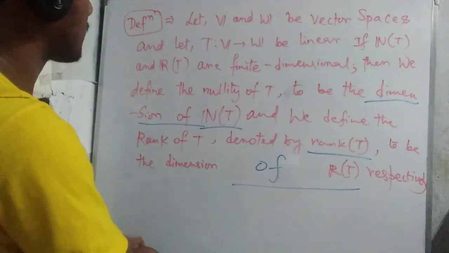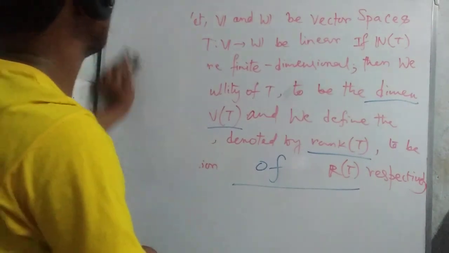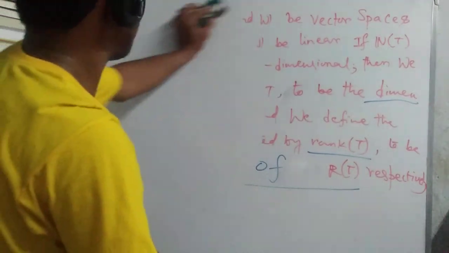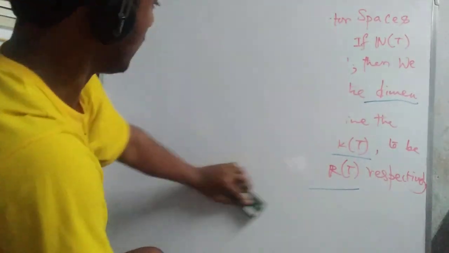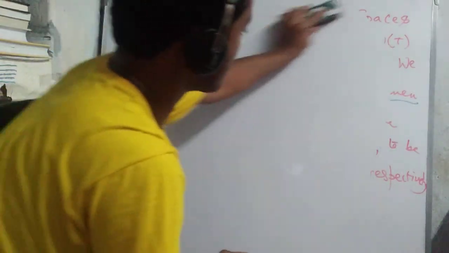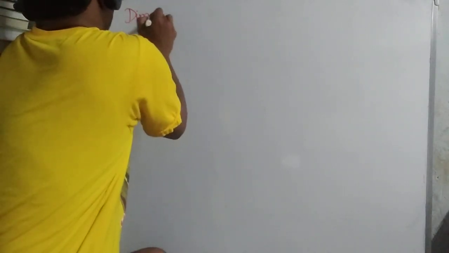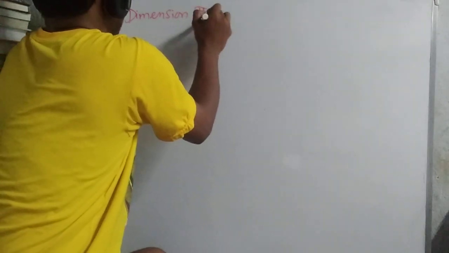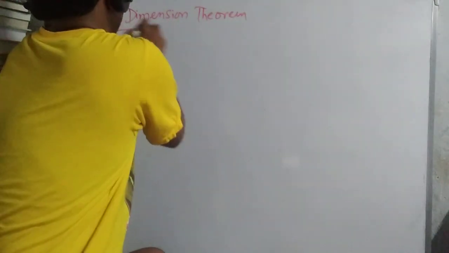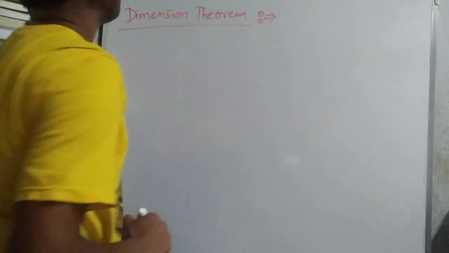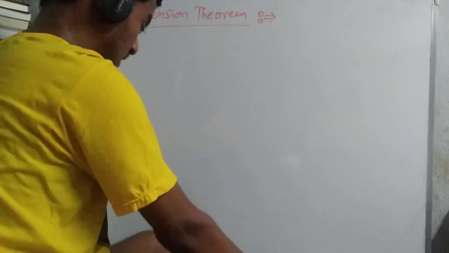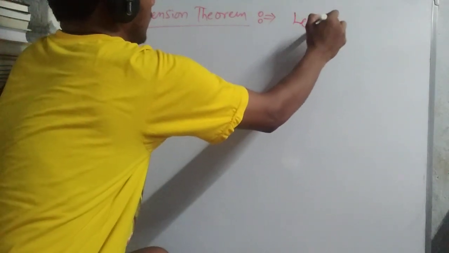Then we also go on to the discussion of one important theorem. This one is a crucial theorem in linear algebra, and obviously related to linear transformations. This one is a very important theorem. Today we discuss this important theorem. We start from this dimension theorem. So we write the statement of this theorem first. Then we are going to prove it. The statement is easy.